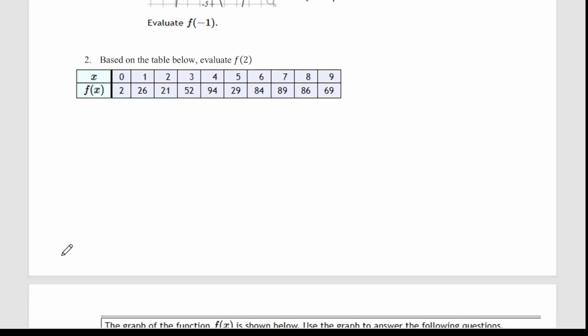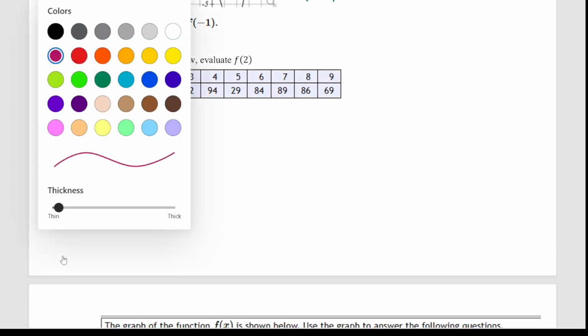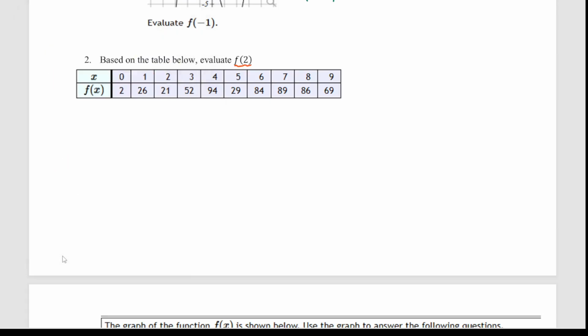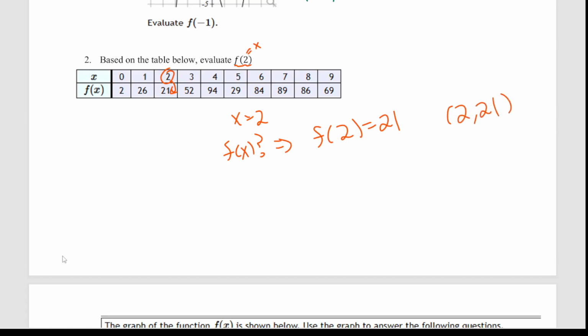Instead of giving you a graph, you could be given a table. So let's say from a table you want to evaluate f of 2. Well, that's telling you that x is equal to 2 and you want to figure out f of x, aka y. So on your table you go over to when x is 2, and it looks like f of 2 is equal to 21. So the point 2, 21 is depicted in this table. Similarly, see if you can evaluate f of 9 according to this table. F of 9 means that x is equal to 9, so it looks like f of 9 is 69 in this case.